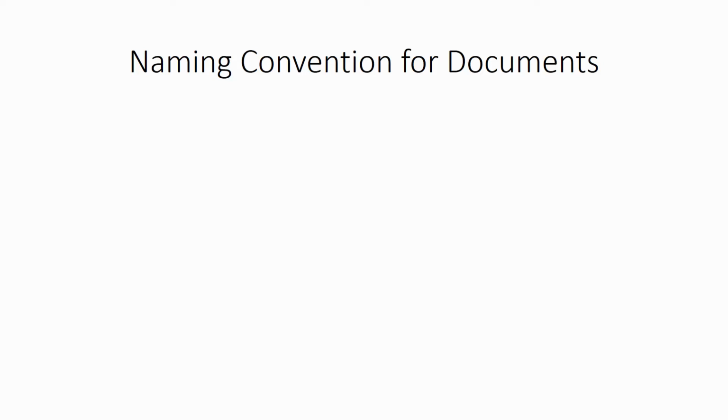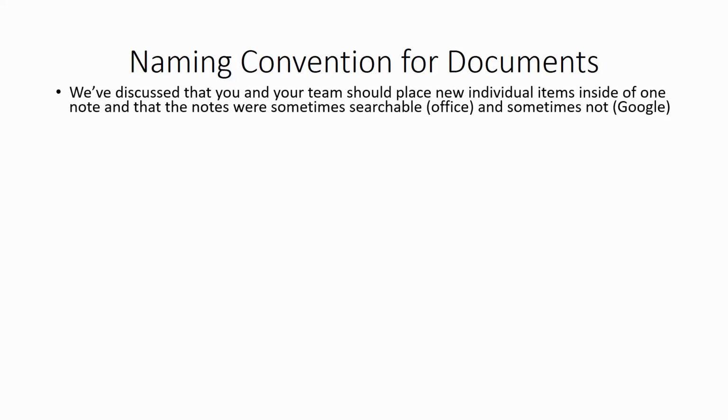In this video, we're going to be discussing using a naming convention for documents and files that you upload into Evernote in the team shared space. We've already discussed the fact that you and your team should place individual items inside of one particular note, and that those notes were sometimes searchable in the case of an Office document and sometimes they weren't in the case of a Google document.